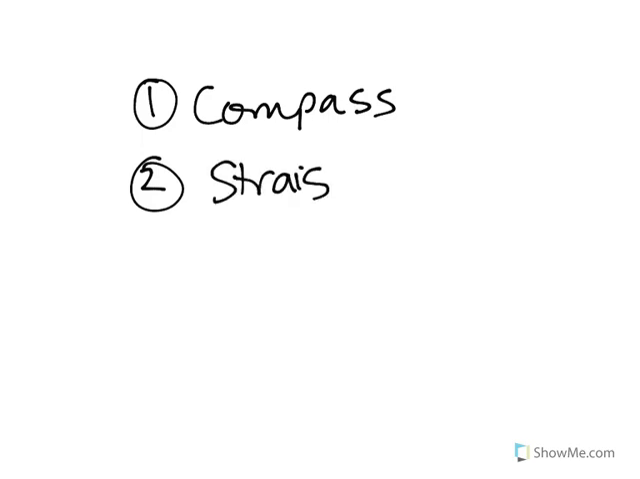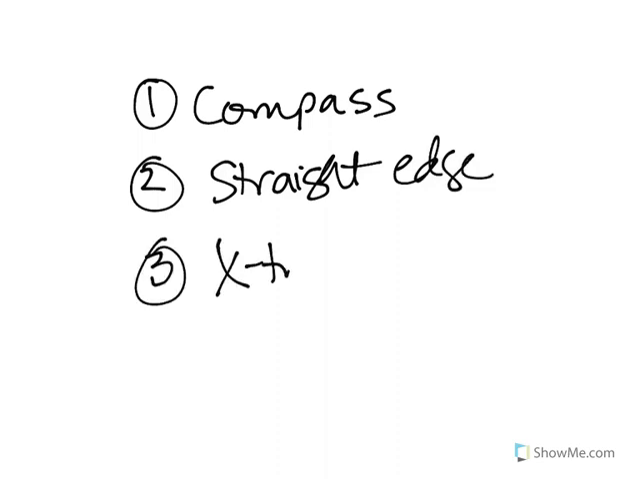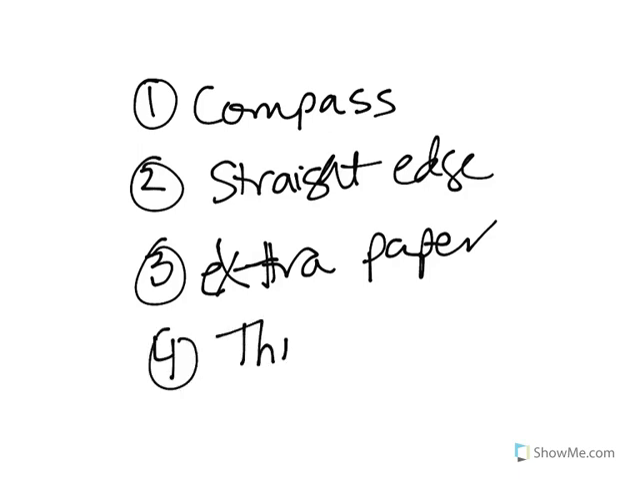Then number three, you're going to need some extra paper because there's not a lot of room on these notes. I'll do it this way, actually spell the word. And then number four, you need to be able to think.